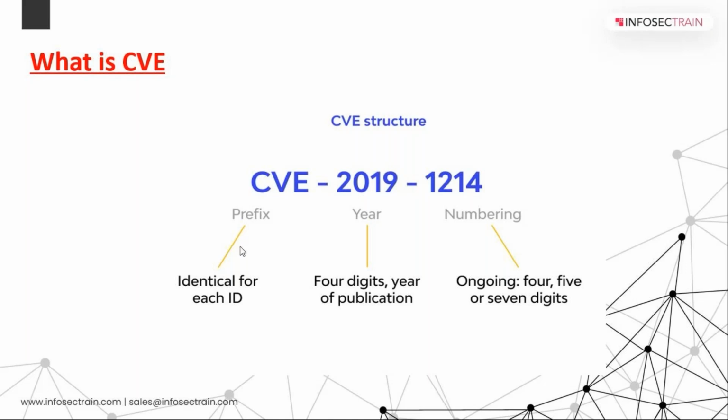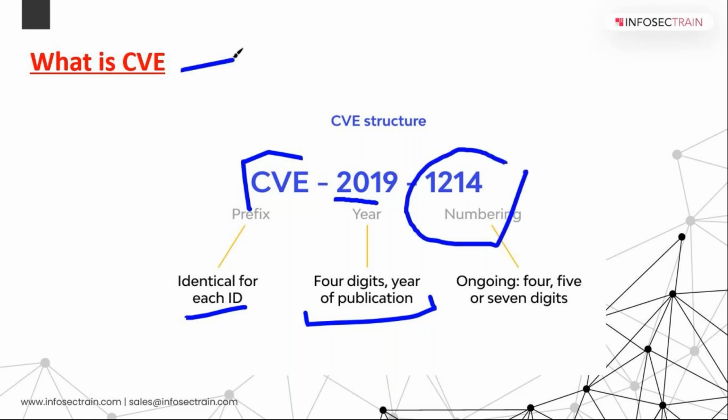So this is how it really looks. Every particular vulnerability would be provided a CVE number. CVE would be there for sure, identified by an ID, then the year it was published, 2019, 2020, or something like that. Those kinds of things would be provided there. And then the ongoing 4, 5 or 7 digit numbering we have in place. That's what is called the CVE. Every vulnerability would be provided a CVE number for sure.